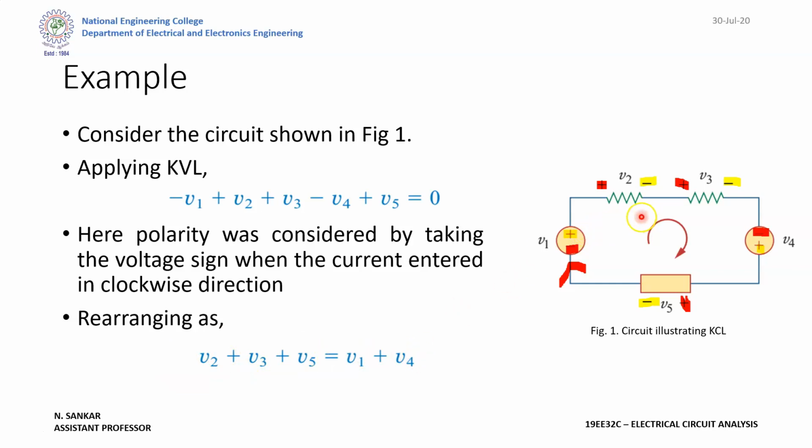If you want, you can rewrite the equation using the leaving point. If you take this as the leaving point, then the answer will be plus V1 minus V2 minus V3 plus V4 minus V5, which is equal to 0. Again, if you rearrange, you will get the same equation. Either you can take leaving or entering.